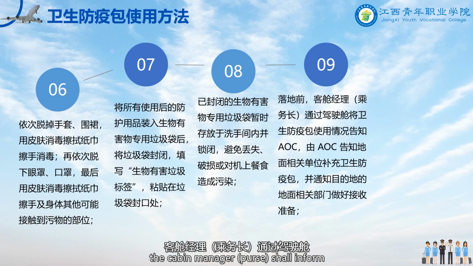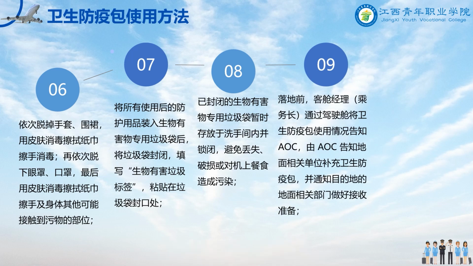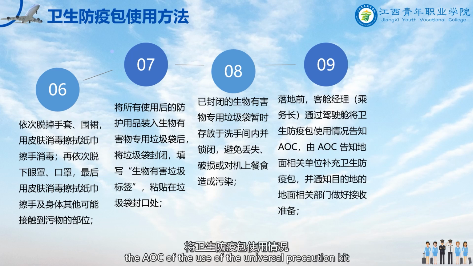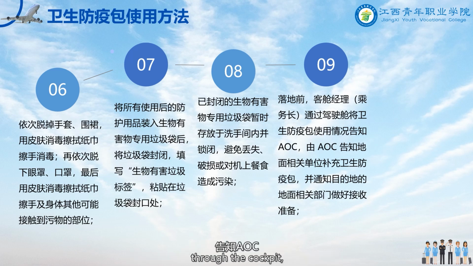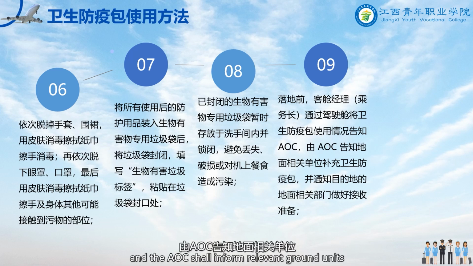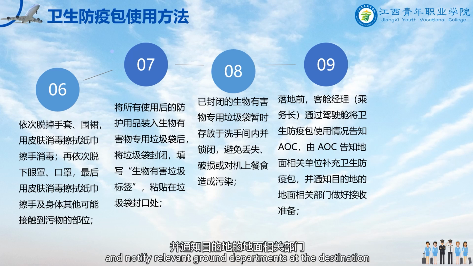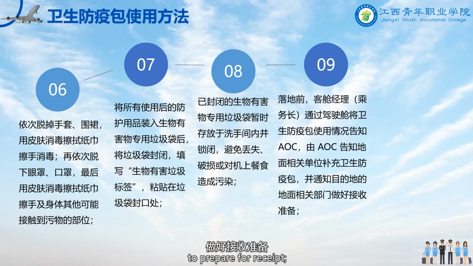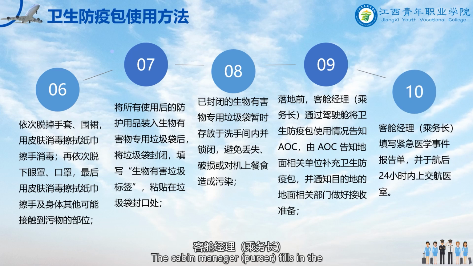The cabin manager, purser, shall inform the AOC of the use of the Universal Precaution Kit through the cockpit, and the AOC shall inform relevant ground units to supplement the Universal Precaution Kit and notify relevant ground departments at the destination to prepare for receipt. The cabin manager, purser, fills in the Emergency Medical Incident Report form and submits it to the flight medical room within 24 hours after departure.